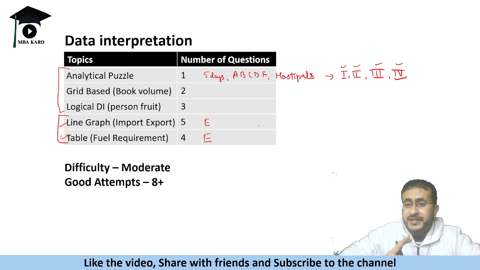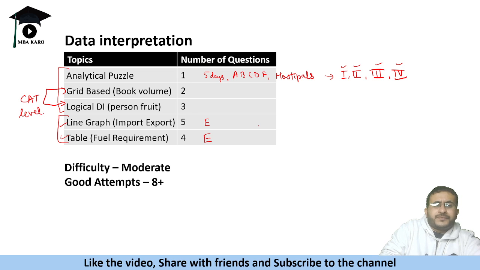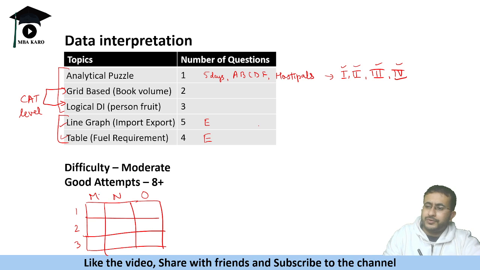Okay, then there was the grid based book volume question. It was a good number puzzle. You can call these two questions CAT type, CAT level. One of them was the question on Harry Potter books, where you would get a table like this. It was M, N, O and 1, 2, 3. Okay, so you would get 6, 3, 8, and 7, 1, and 9, 5 was 2 comma 4.